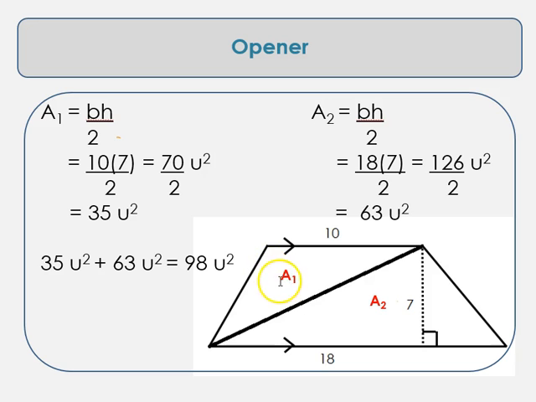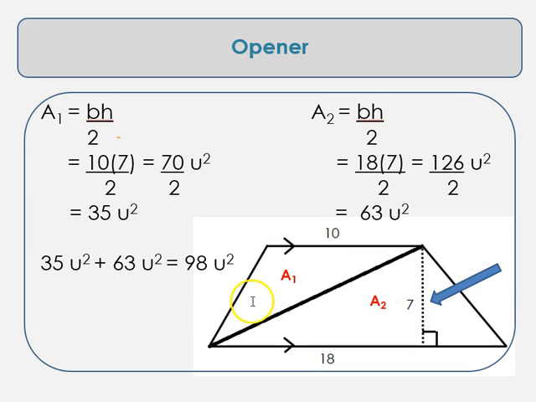I went ahead and I labeled them A1 and A2. And A2 is very easy to see. So A2 is base times height divided by 2, which would be the base of 18, times 7, which is 126 units squared divided by 2, which will be 63 units squared. So that is for this triangle, and there's the height.